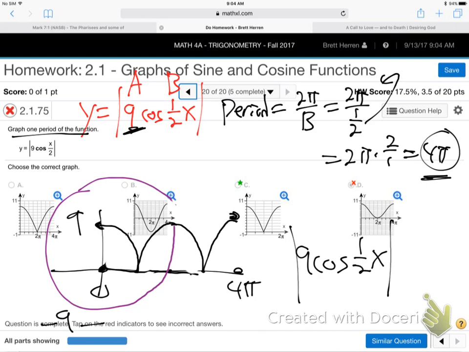Like that. So they only showed, that's a little better. They only showed this part of it, didn't they? That's the answer they have right there. Why'd they only do half of it? The period's 4 pi, and they said up here, graph 1 period. That's why I was having a problem with C.